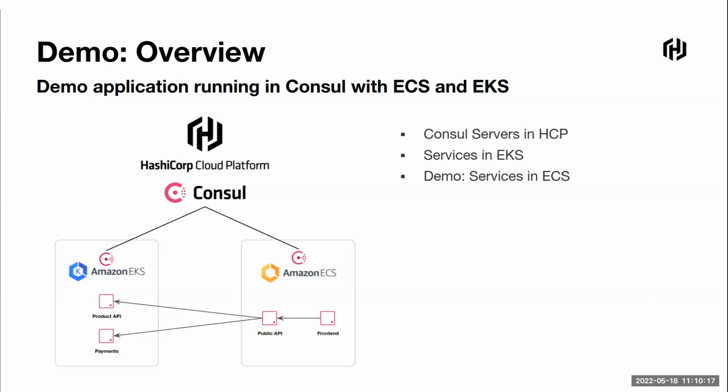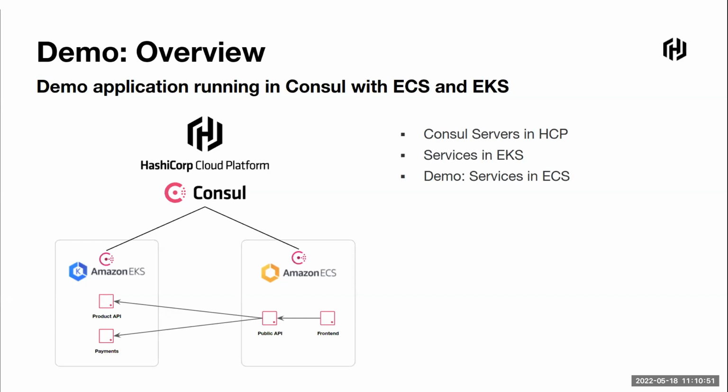So I'm taking on the role of the platform team, an admin that's responsible for provisioning and managing our infrastructure resources, including Consul and our Amazon Elastic Kubernetes Service and Elastic Container Service clusters, so EKS and ECS respectively. And Paul's taking on the role of a software engineer team member, and he's going to be responsible for deploying the applications within our ECS cluster.